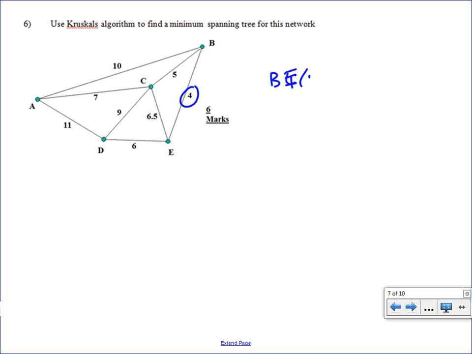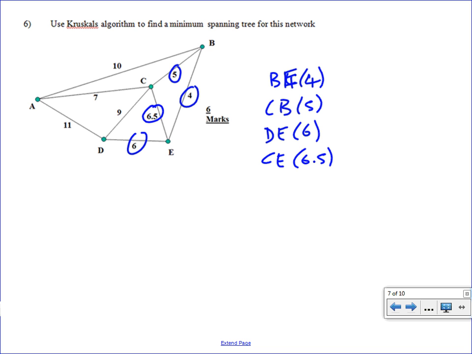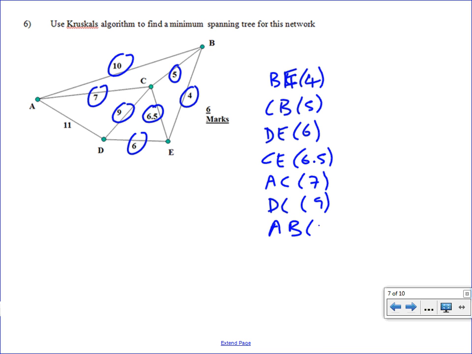No, that's not an E. BE, 4. And then we've got 5, so CB, 5. And then we've got 6, DE, 6. And we've got 6.5, CE, 6.5. We've got 7, AC, 7. We've got 9, DC, 9. And we've got a 10, AB, 10, and an 11, AD, 11.